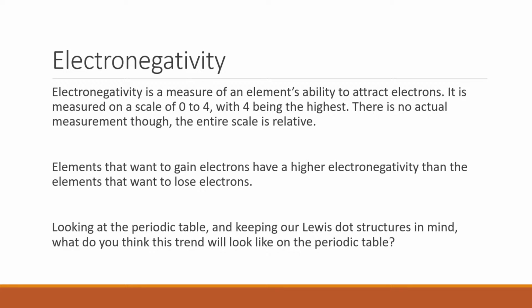Now this is a little bit different from ionization energy. In ionization energy, we were looking at how much energy needed to be put in to remove a valence electron. With electronegativity, we're looking at how easy is it for the atom to add an electron. So this is opposite of ionization energy in two ways. One, we're looking at gaining an electron instead of losing an electron. And two, we're looking at an internal force for electronegativity as opposed to an external force.